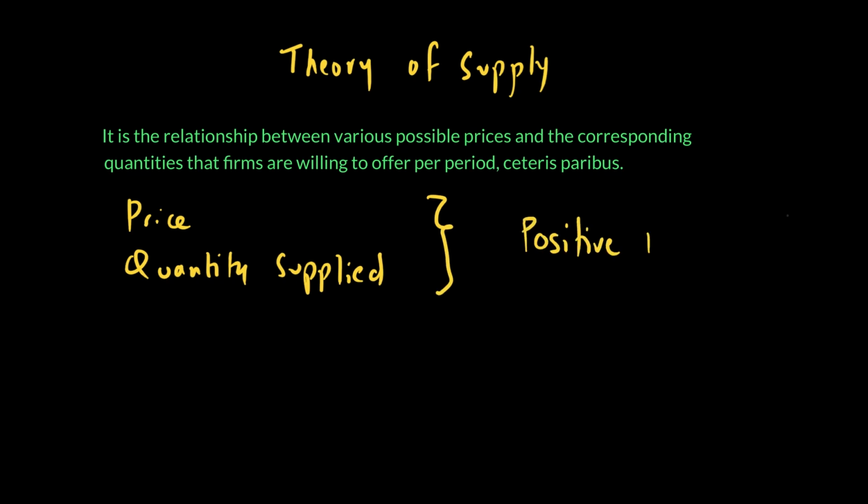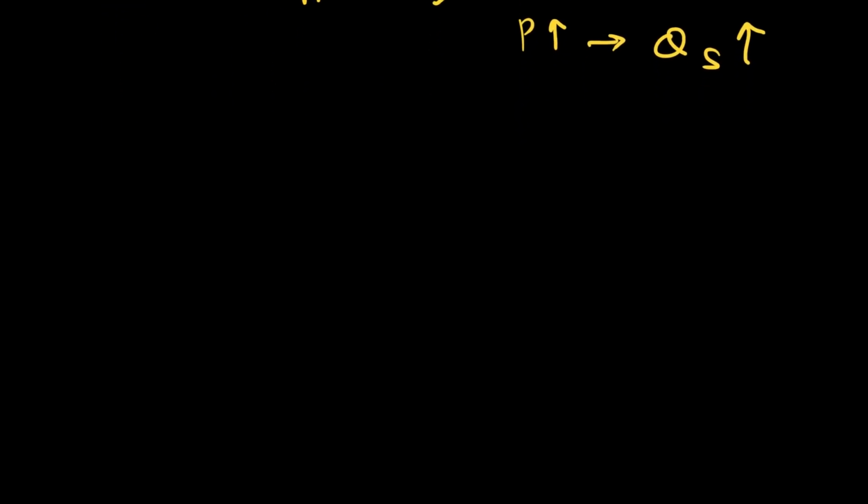Now, this relationship between price and quantity, we say it's a positive relationship. When I say positive relationship, this basically means that when the price of a good goes up, you will see the quantity supplied also go up, which means firms are encouraged to produce more whenever the price of a good goes up. Why is that so? We'll talk about it in a little while. But let's just look at first the supply curve of a good.